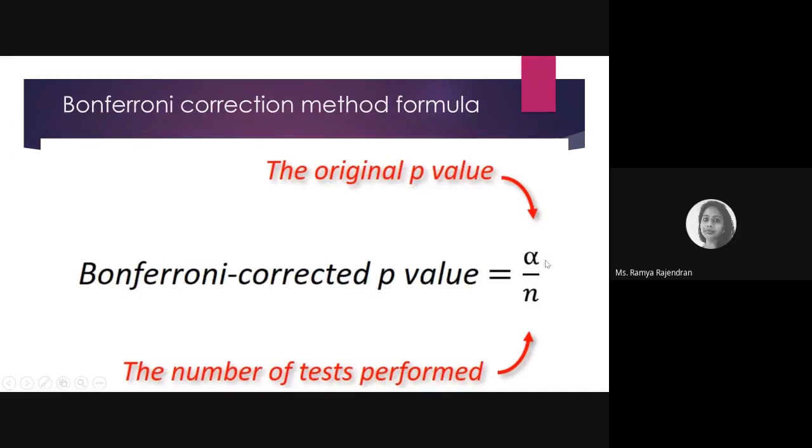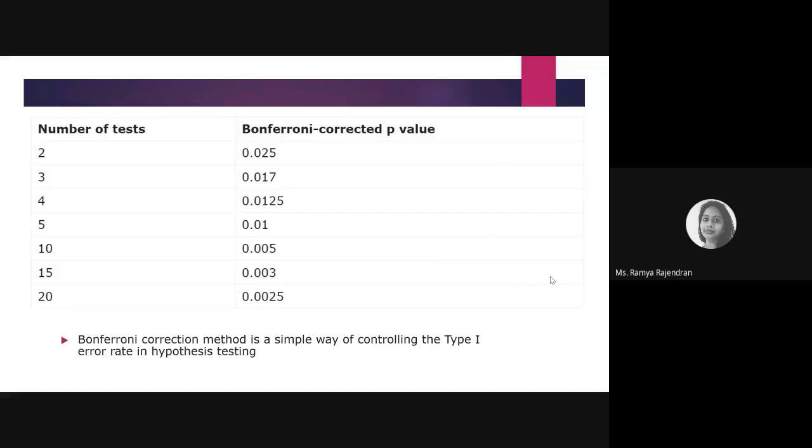So here you'll be using the formula alpha divided by n. For alpha we'll substitute our original p-value, which is most of the time 0.05 or 0.01, and n is the number of splits or number of tests being performed. Okay, so when you're performing 2 tests, or 2 splits, your corrected p-value would be 0.025. For 3, it is 0.017, and it goes on.